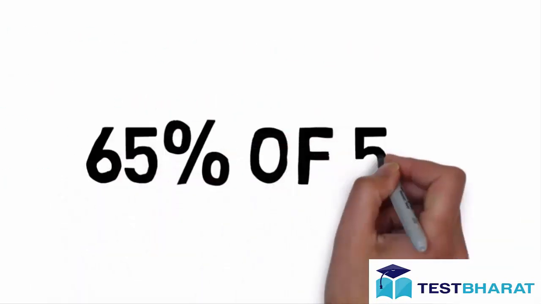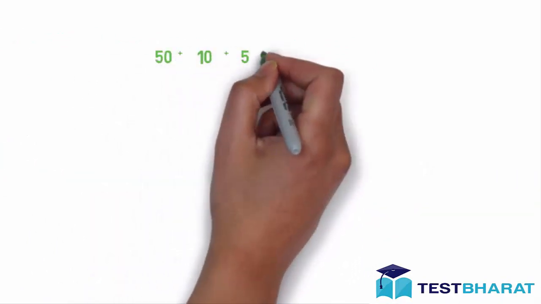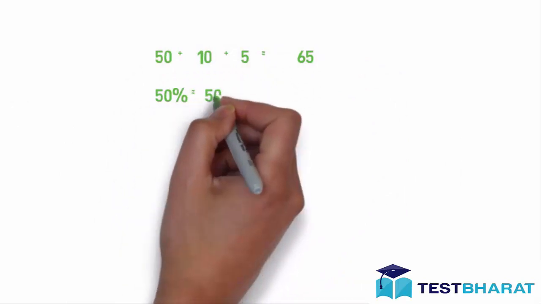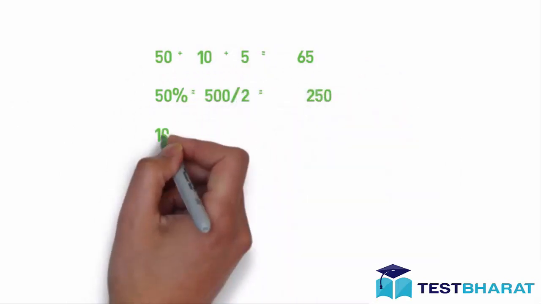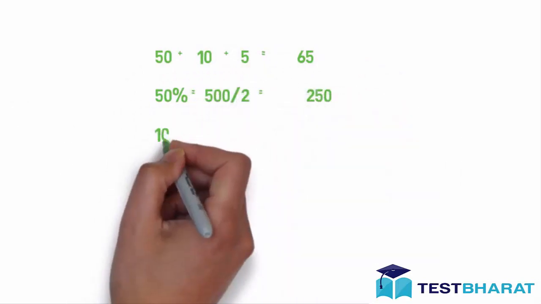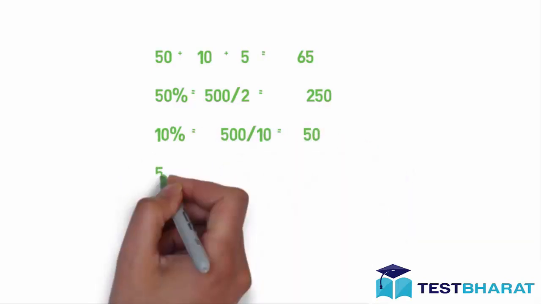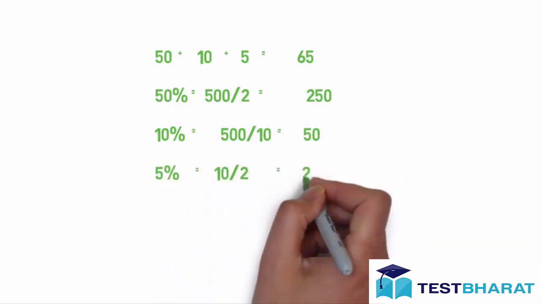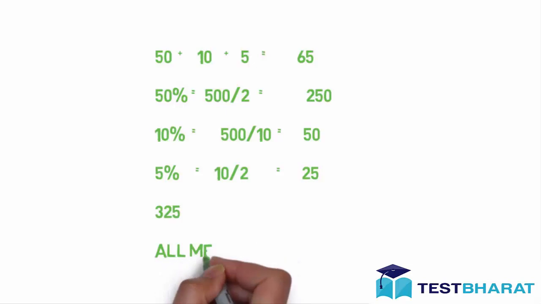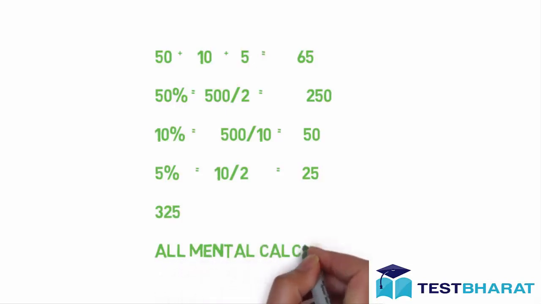Now calculate 65% of 500. We can break it as 50 plus 10 plus 5, and I have told you that 50% of a number is just divided by 2. For 10% you can just divide the number by 10, and for 5% you can divide the 10% value by 2, and you can just add it up. All these calculations are mental calculations. You need not touch pen and paper.